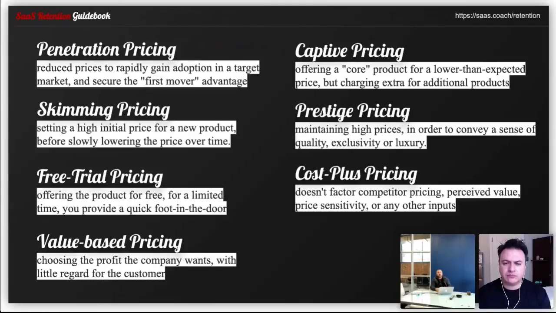Netflix sees it all the time. They're increasing pricing, and people scream about it, but a lot of them still pay it. Yeah. The next one, captive pricing.